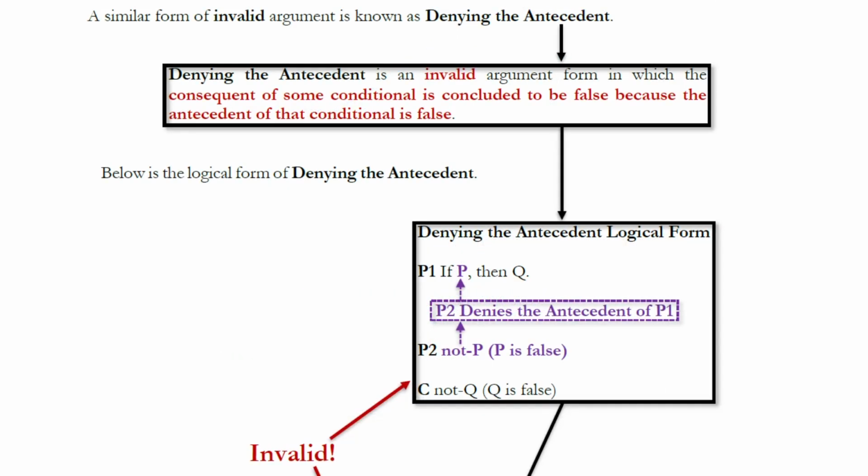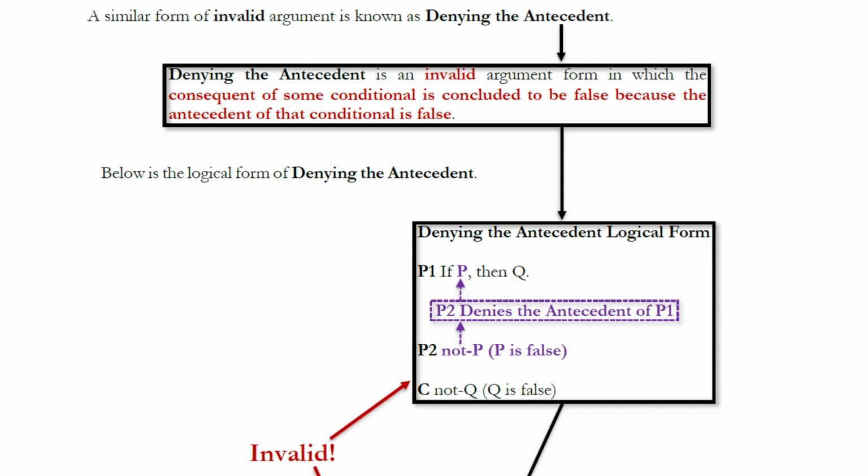Just as there is an invalid form of argument, namely affirming the consequent, that is often mistaken for modus ponens, so there is also an invalid form of argument that is often confused with modus tollens. This invalid argument form is known as denying the antecedent. Denying the antecedent is an invalid argument form in which the consequent of some conditional is concluded to be false because the antecedent of that conditional is claimed to be false.